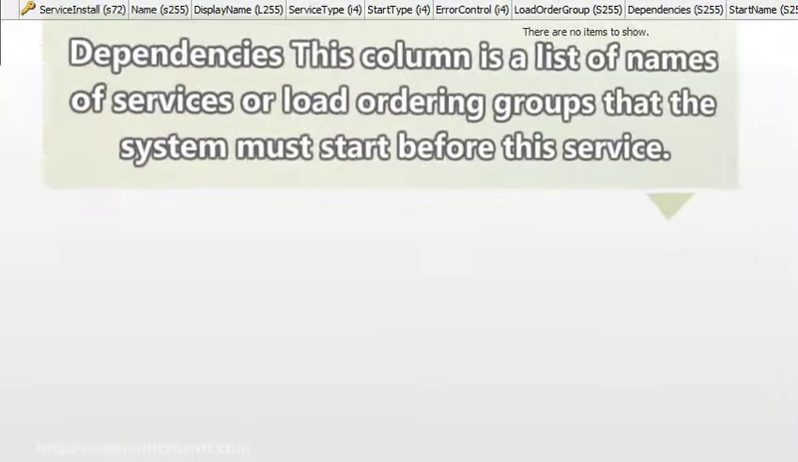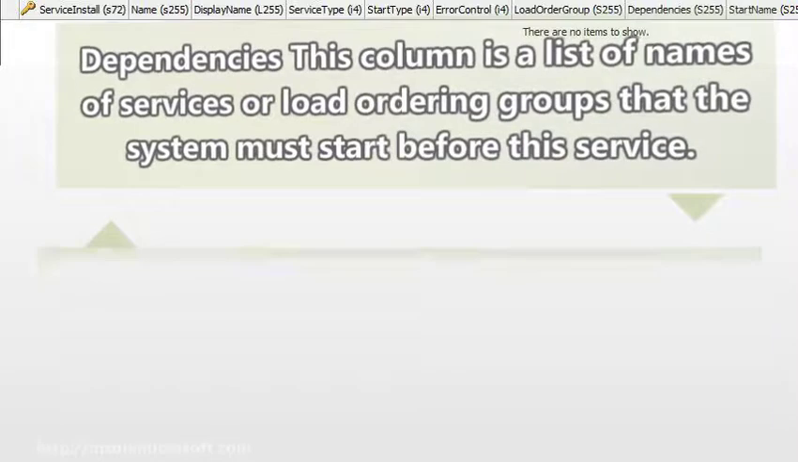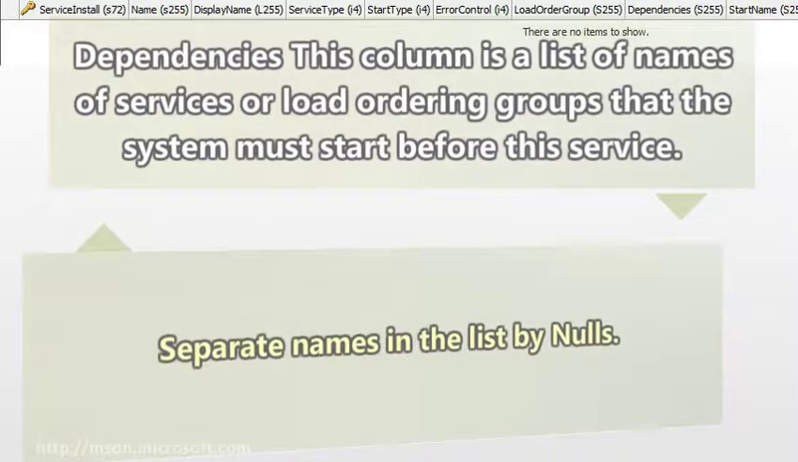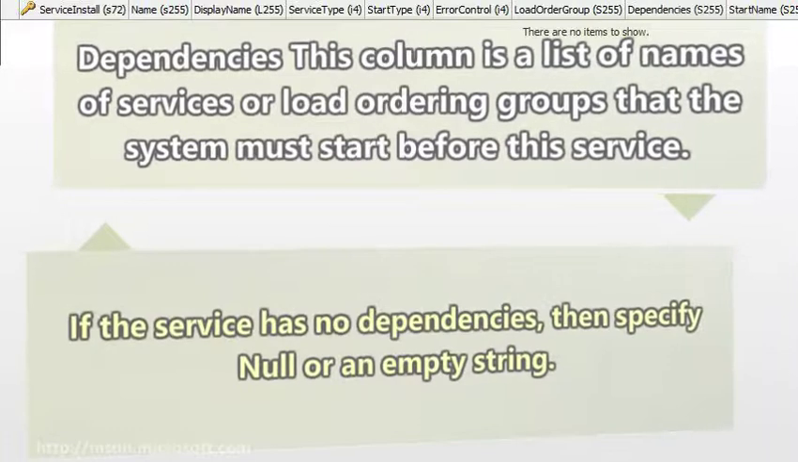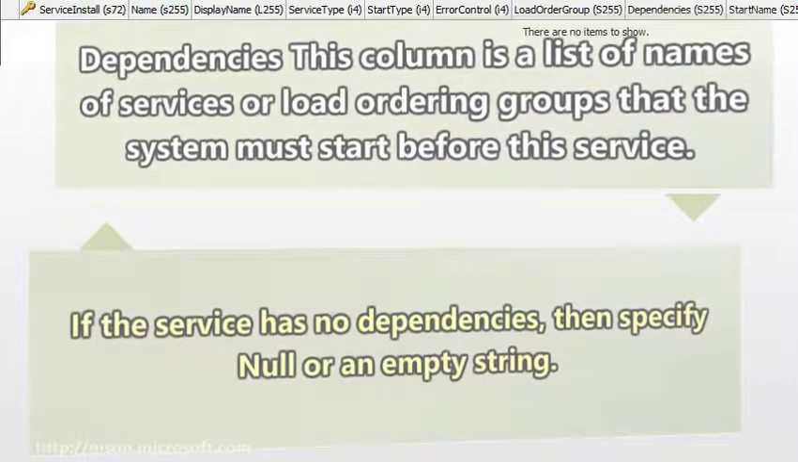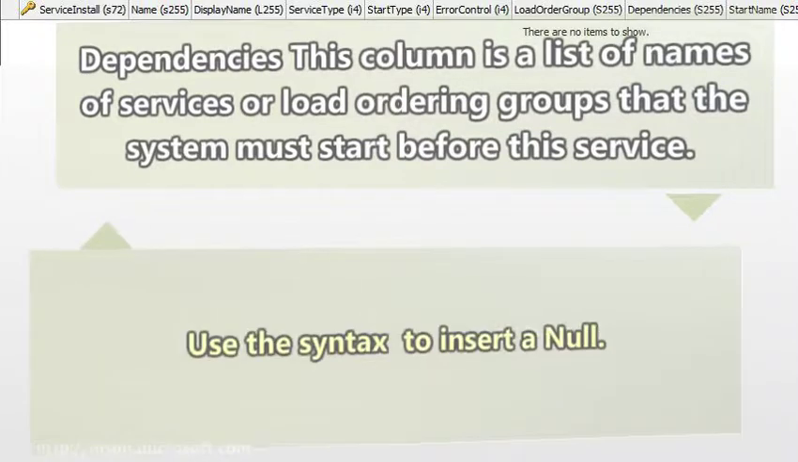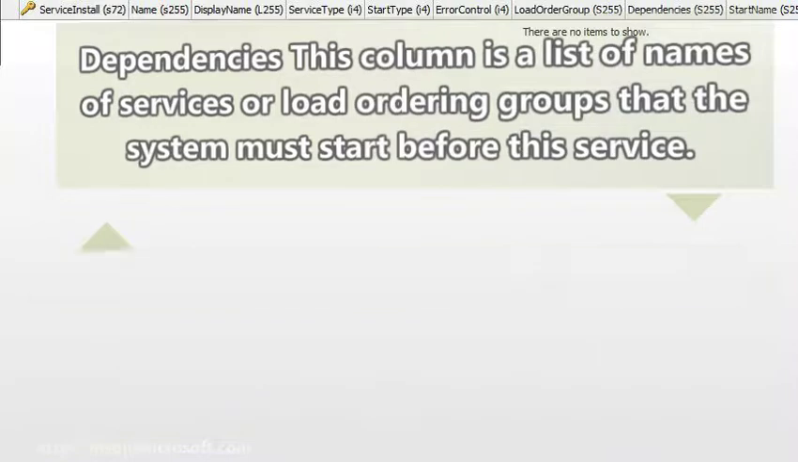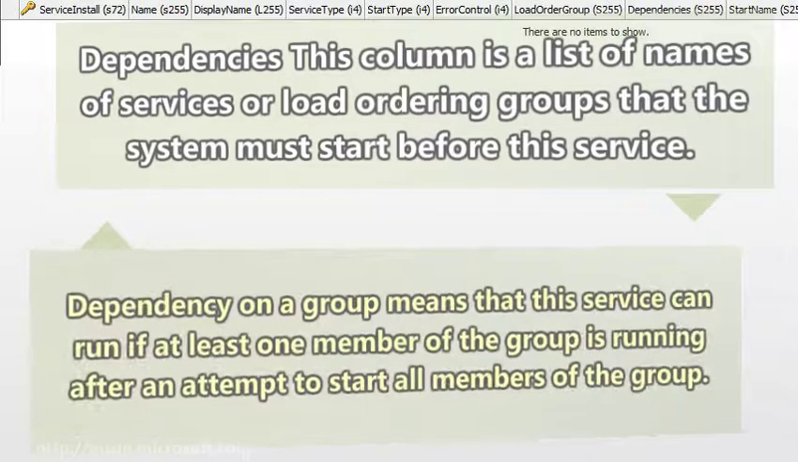Dependencies. This column is a list of names of services or load ordering groups that the system must start before this service. Separate names in the list by nulls. If the service has no dependencies, then specify null or an empty string. Use the [~] syntax to insert a null. Dependency on a group means that this service can run if at least one member of the group is running after an attempt to start all members of the group.